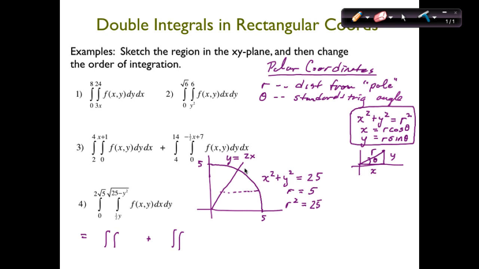So we could say this region was defined by y equals 0, x squared plus y squared equals 25, and y equals 2x. But what would it be now in terms of polar coordinates? This curve here would be r equals 5, right? And then what would this be in polar coordinates? y equals 2x. So what are we saying? The y coordinate is always 2 times the x coordinate. So what would that linear boundary be in polar coordinates?